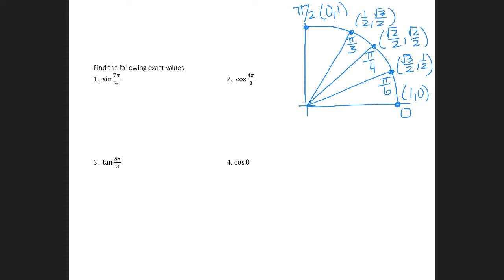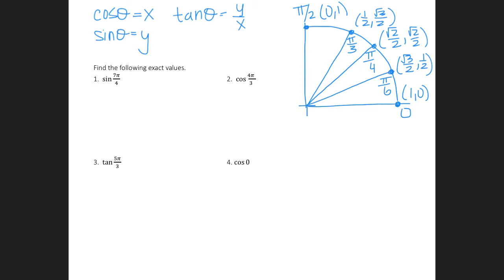We also need to remember that cosine of an angle is the x value of the coordinate using the unit circle. Sine of an angle is the y value, and if we want tangent of an angle, it's y divided by x. Okay, we're going to try sine of 7 pi over 4, number 1.